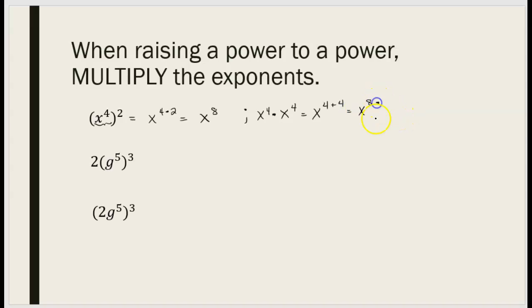Here's another way you can look at this. Again, if we start here, x to the 4th power squared means x to the 4th used as a factor 2 times. I could expand this out to be 1, 2, 3, 4 x's times another 1, 2, 3, 4 x's. Well, you guys can see that this just turns into a string of 8 x's, which we write so much more efficiently as x to the 8th power, okay?